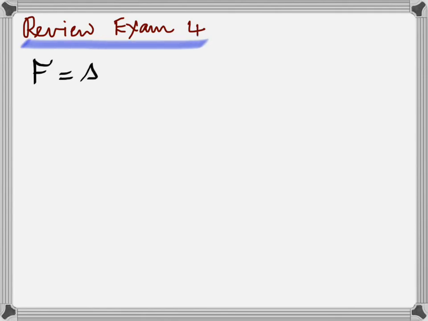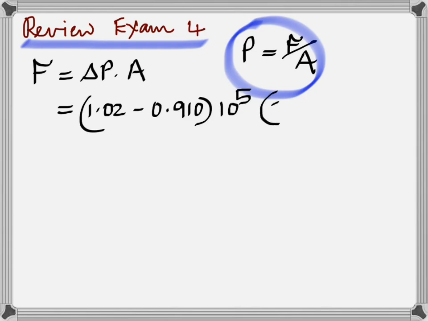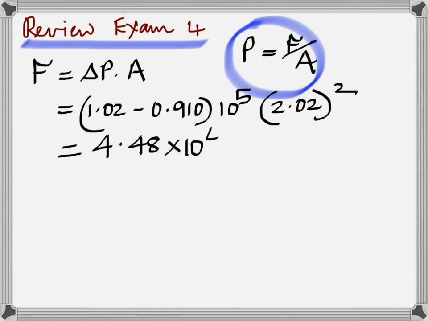Well, here are the answers for the review questions for exam 4. To find the force, you got to find the difference in pressure multiplied with the area. Of course, it has to be in pascals. That's why you have multiplied with 10 to the 5 that you see here.